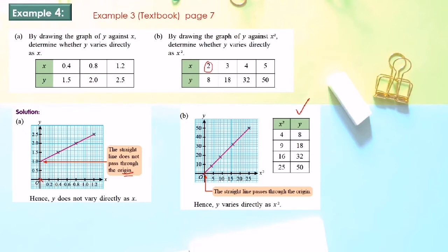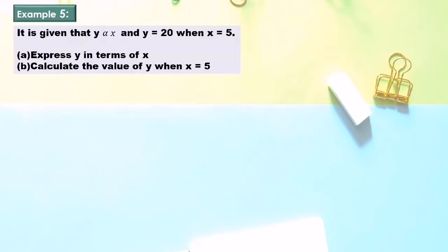Then you can see the straight line passes through the origin here. So the conclusion is y varies directly as x square. Do you understand? Very good.